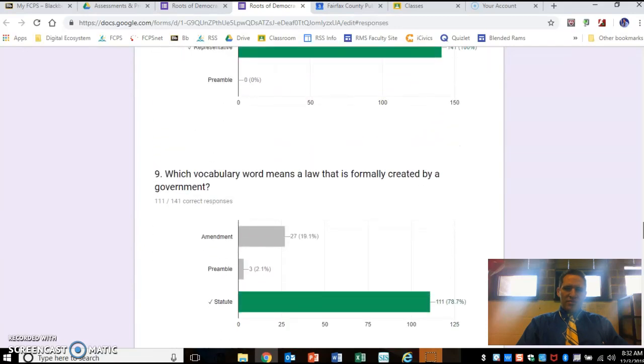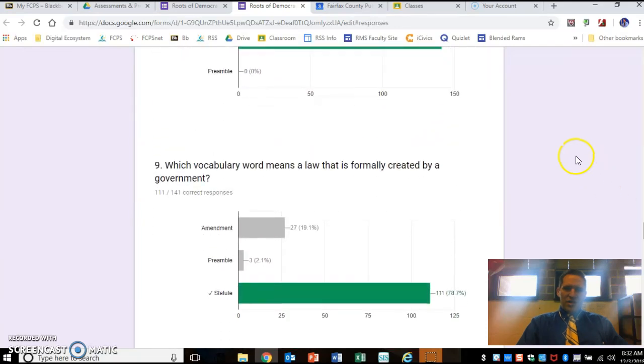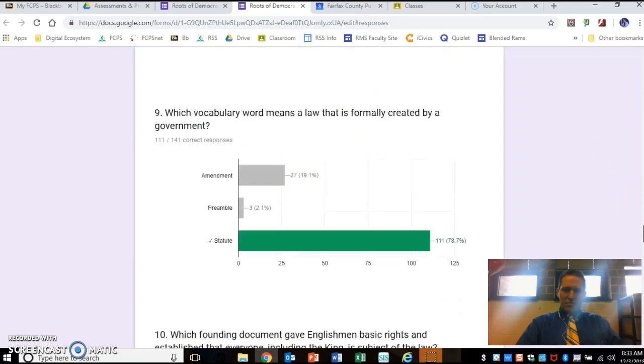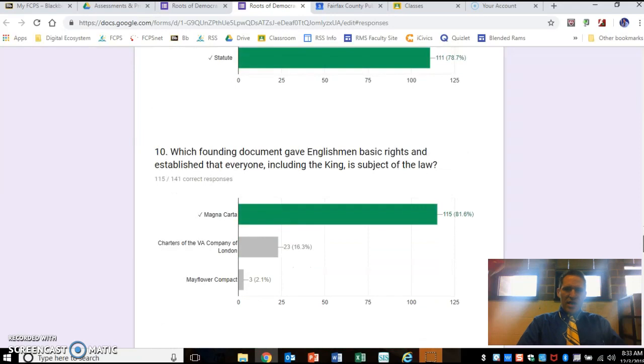Number 9 was a little bit of a tough one here. A law formally created by a government. Remember, an amendment is a change to the document, whereas a new law that's created, we talked about the statute of religious freedom that was created by Thomas Jefferson. And that's a formal law. Okay. Number 10, pretty solid at 115 out of 141.